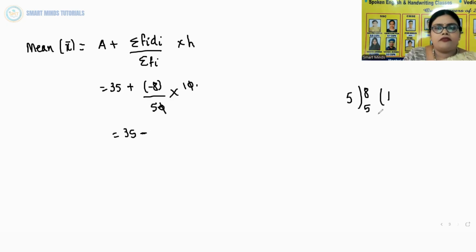How to do 8 divided by 5? 5 ones are 5. 8 minus 5 is 3. Take a point, so you can take a 0 here. Now 5 sixes are 30. So you got 35 minus 1.6. Now from 35 you have to subtract 1.6. So let's see how do we subtract them. 35 can be written as 35.0 and 1.6.